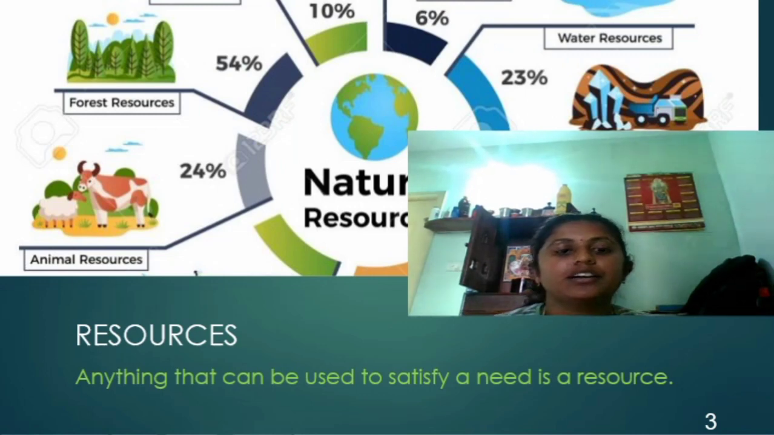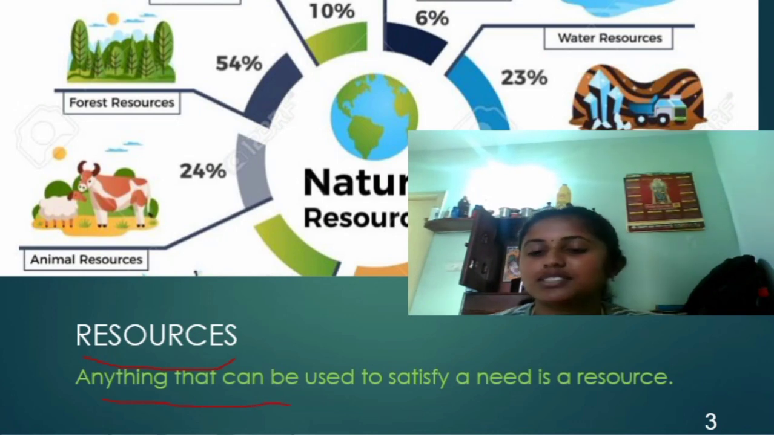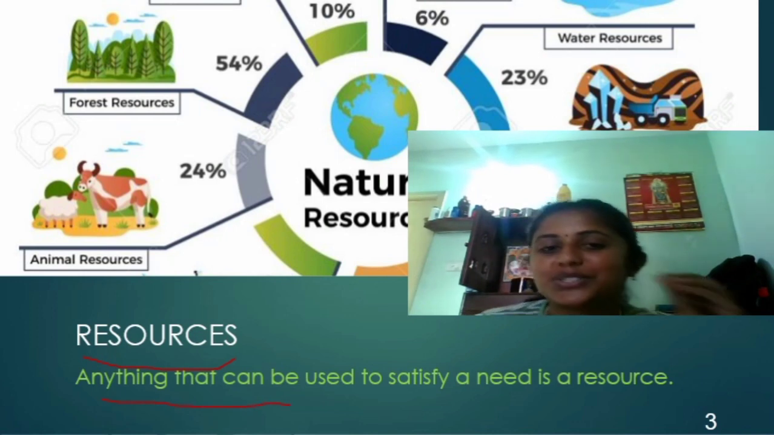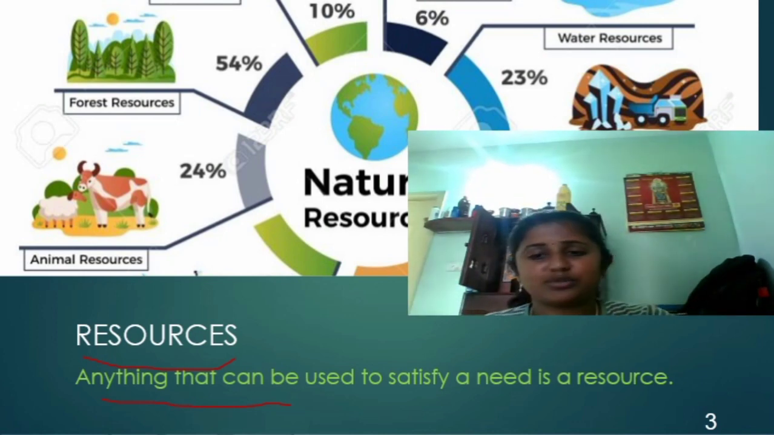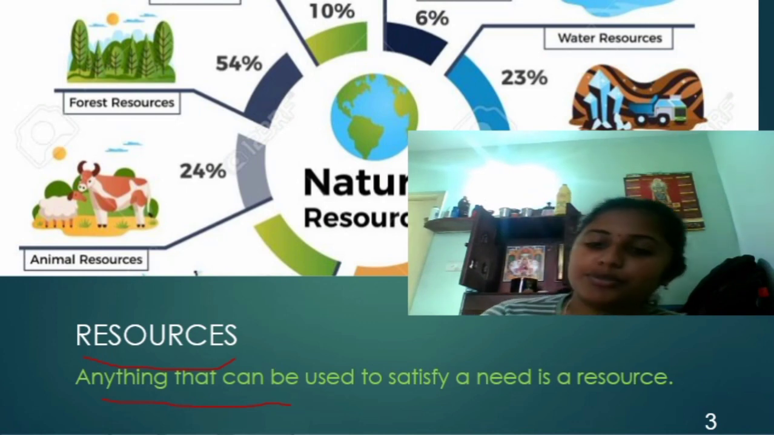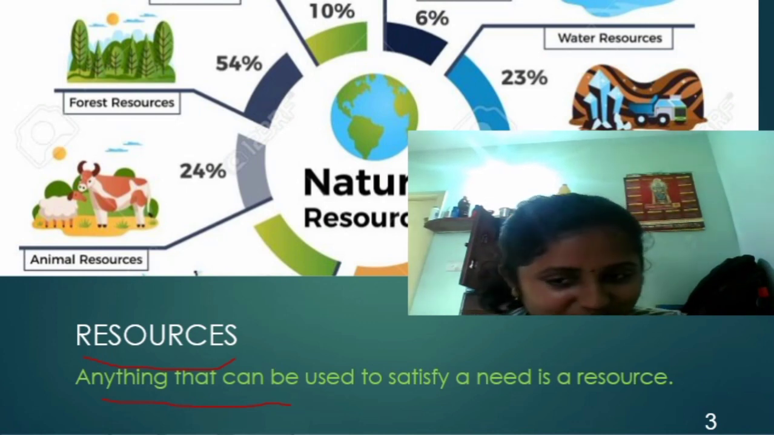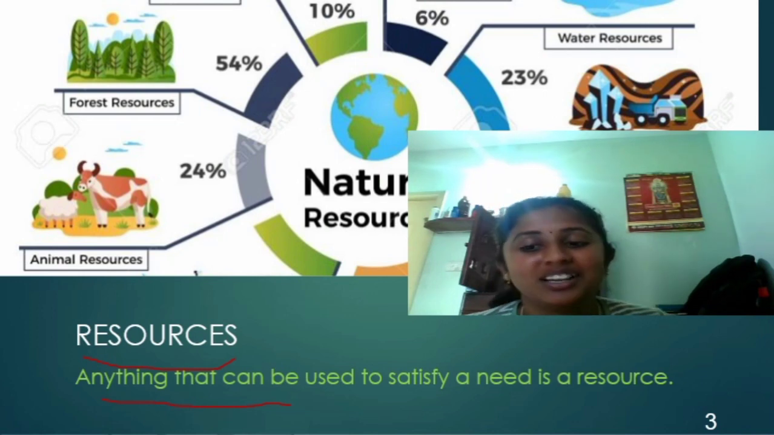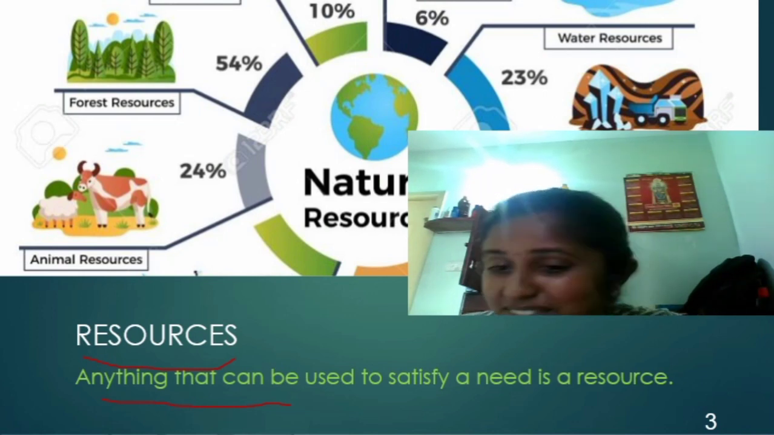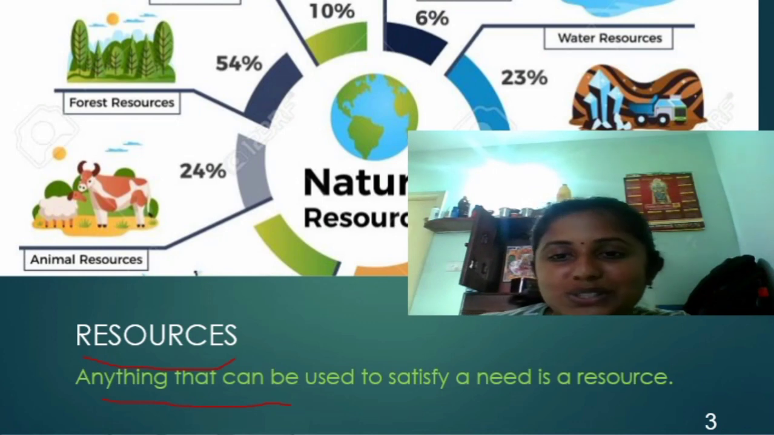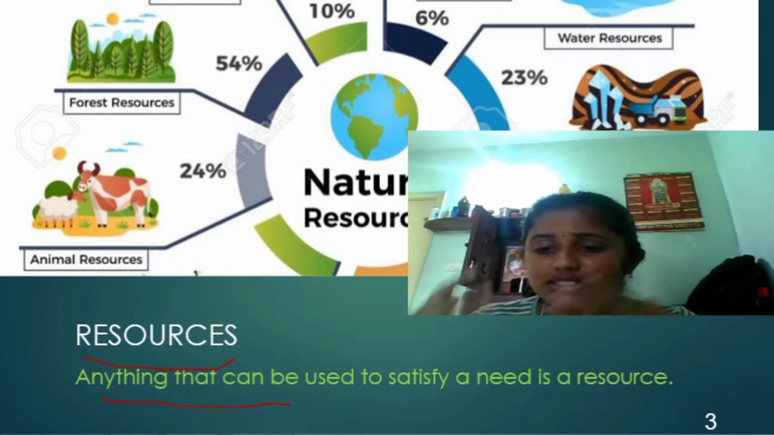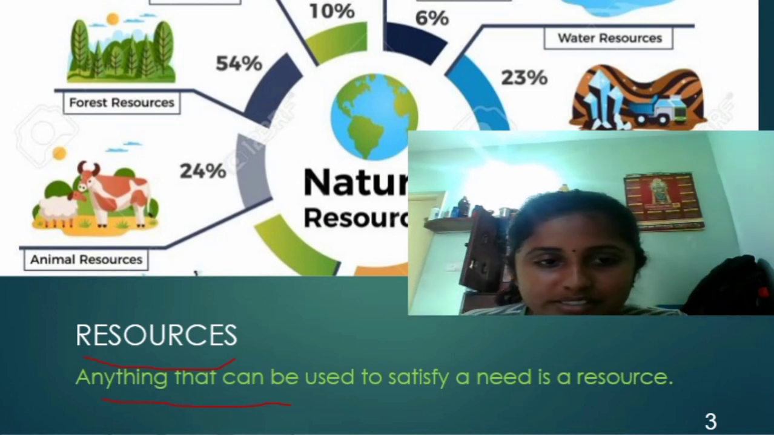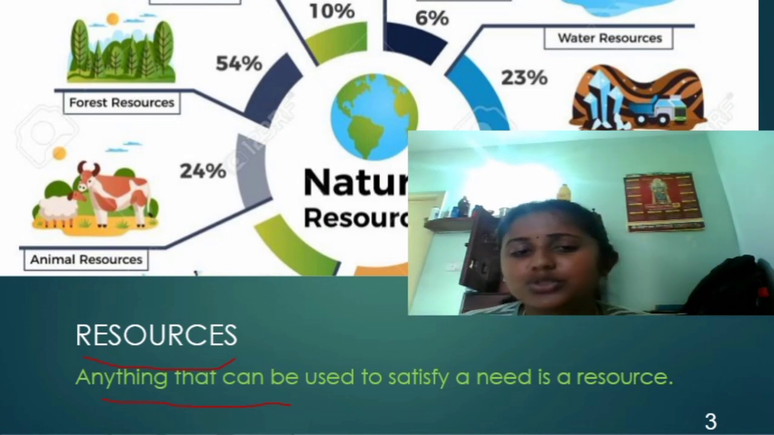Resources is nothing but anything that can be used to satisfy a need. Students, we human beings require many things to satisfy our needs. For example, you students require books, phone. For today's generation, phone is very much required, because with a phone only you are able to see my classes and other classes also from Study Hub, and other things. Like to satisfy your hunger you need food, to satisfy your brain you need education. So these are all called resources.